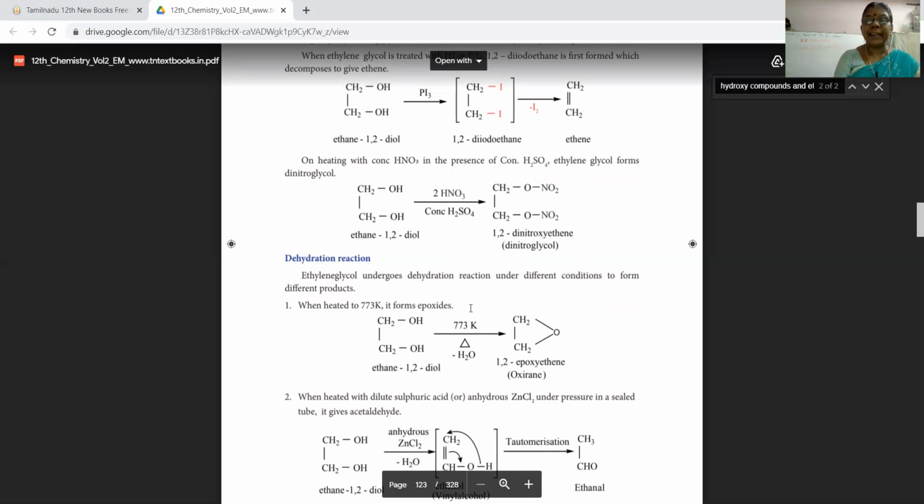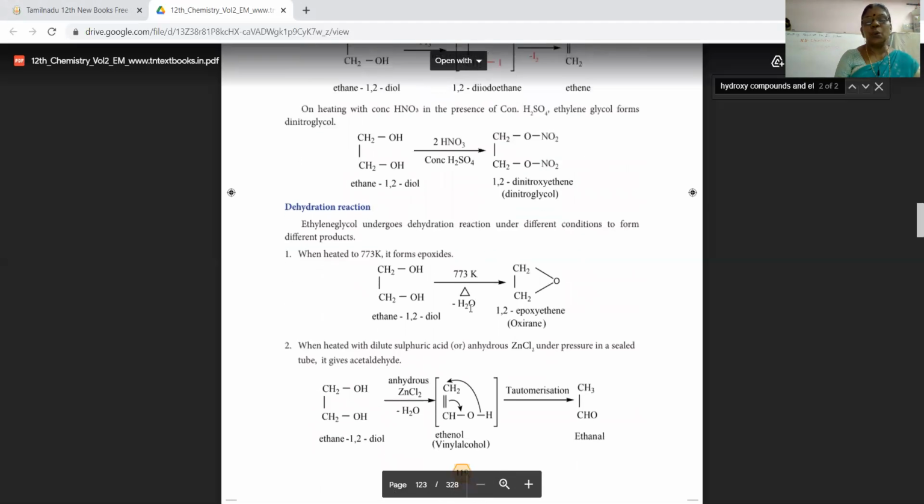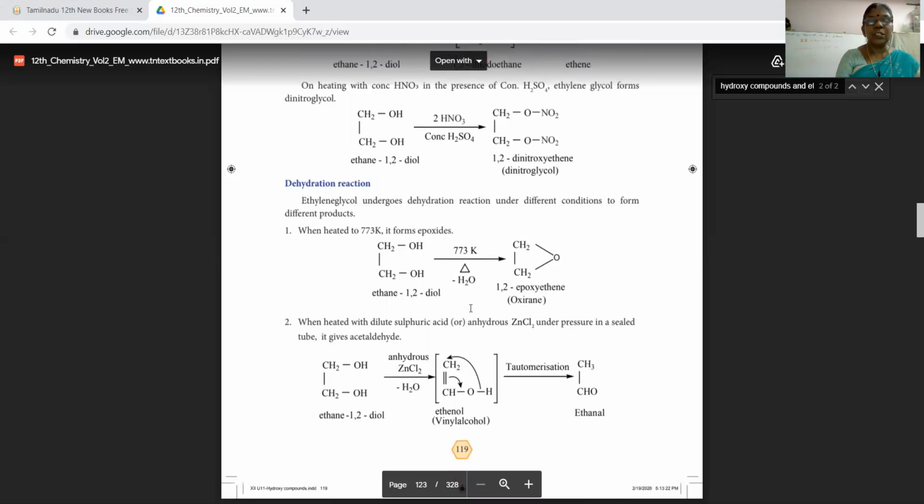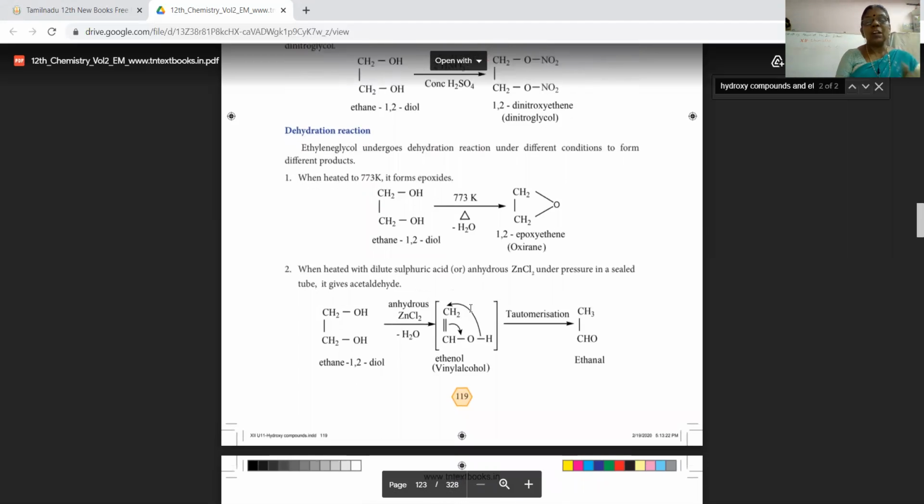Next is dehydration. Dehydration means the removal of water. Ethylene glycol undergoes dehydration under different conditions, and under the different conditions it gives different products also. First, if it is heated to 773 Kelvin, one water molecule is removed and you will get only the oxygen in that place. So that is CH2OCH2, which is called oxirane, and also it is called epoxyethane.